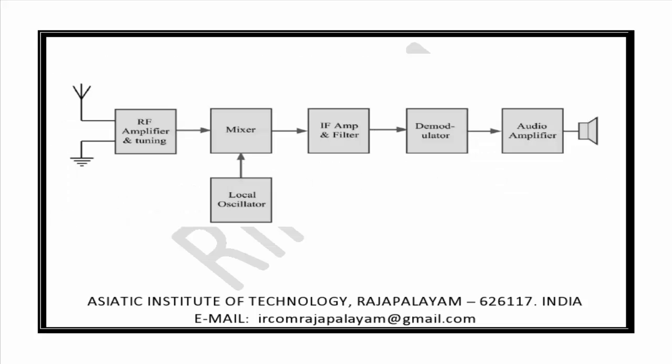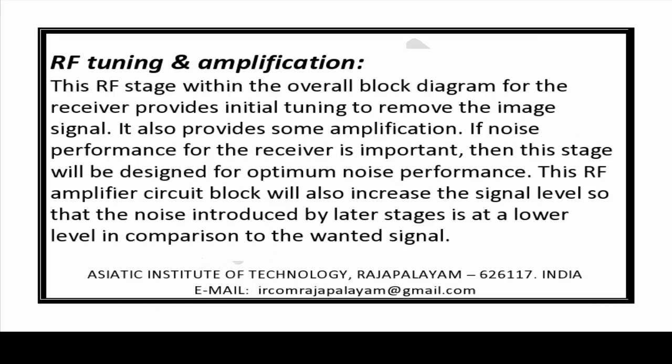RF tuning and amplification. This RF stage within the overall block diagram for the receiver provides initial tuning to remove the image signal. It also provides some amplification. If noise performance for the receiver is important, then the stage will be designed for optimum noise performance. This RF amplifier circuit block will also increase the signal level so that the noise introduced by later stages is at a lower level in comparison to the wanted signal.